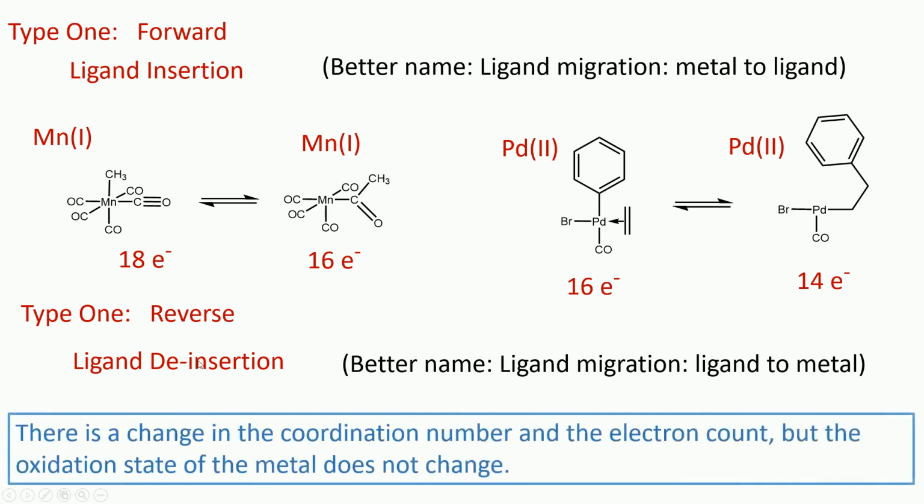Change in coordination number and electron count. Oxidation state actually doesn't change because here we have an alkyl compound, here we have an acyl compound. Same oxidation state, but the electron count is different. Same way over here. We're not changing the oxidation state. Both of these are palladium 2, but we're changing the electron count.